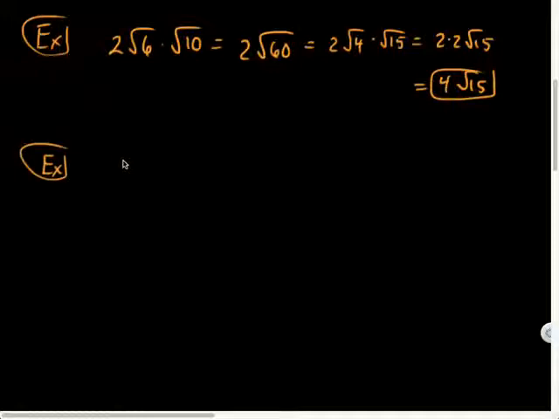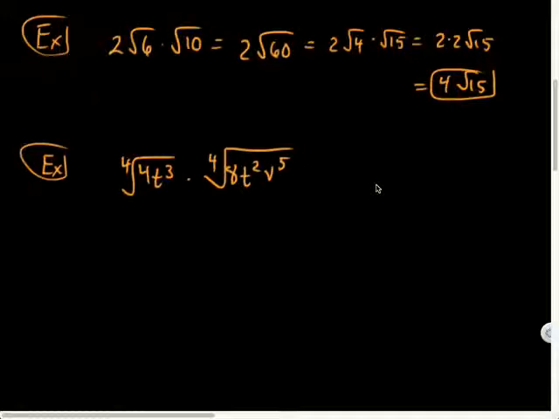What if I've got this? Let's do this example. What if I've got the 4th root of 4t cubed multiplied by the 4th root of 8t squared v to the 5th? Bam.